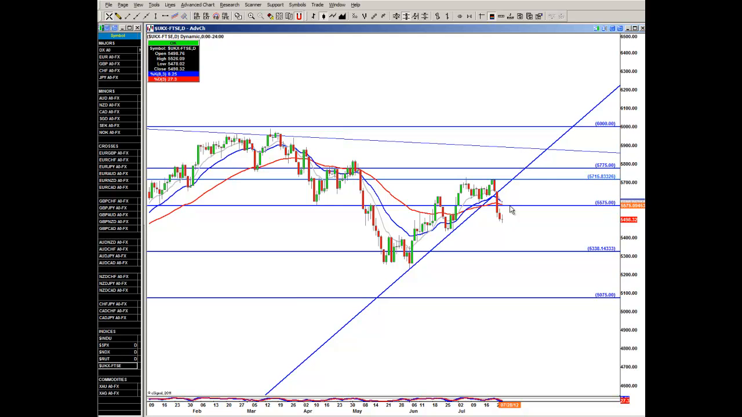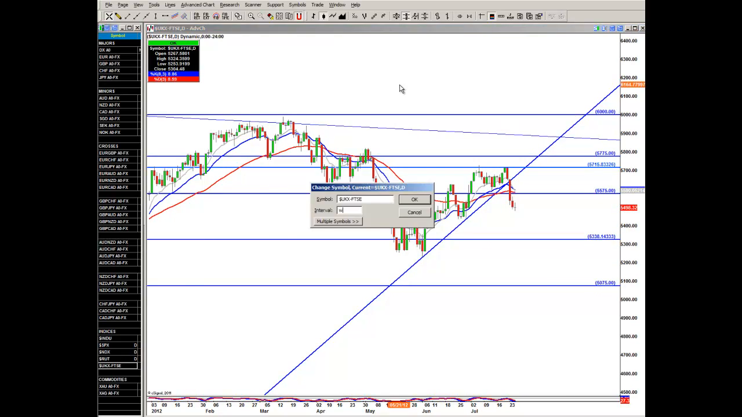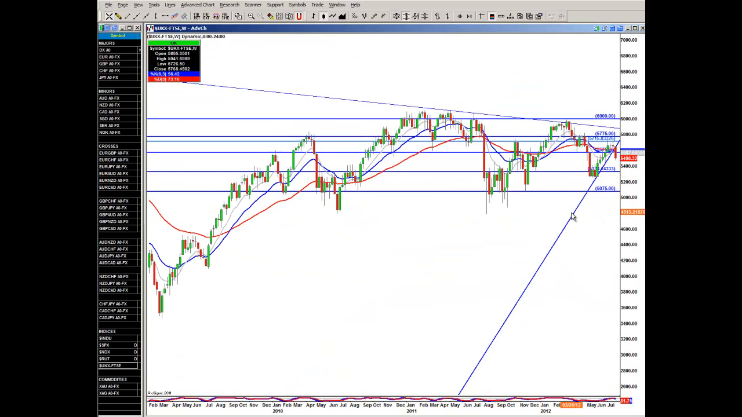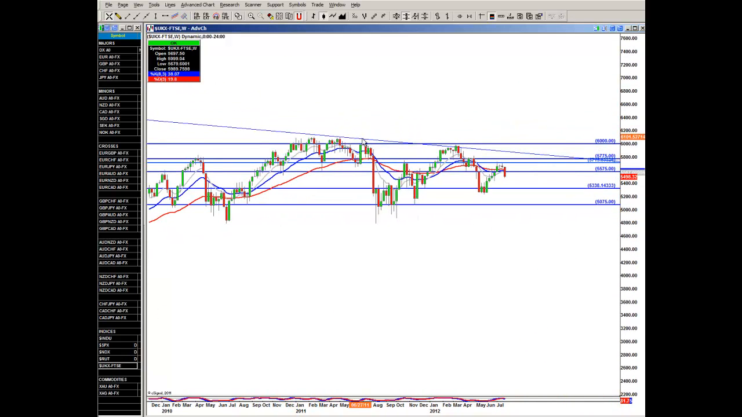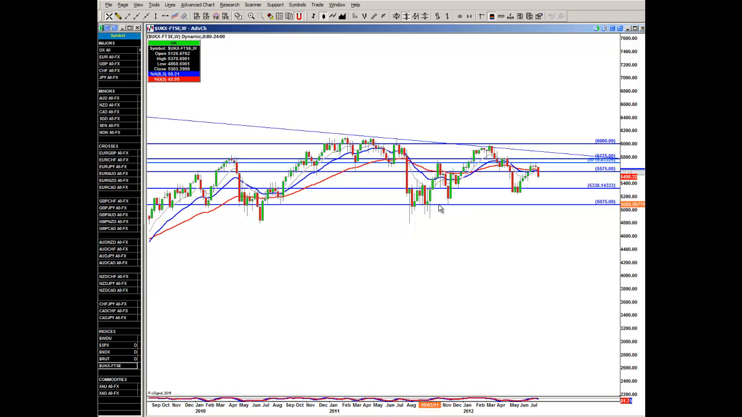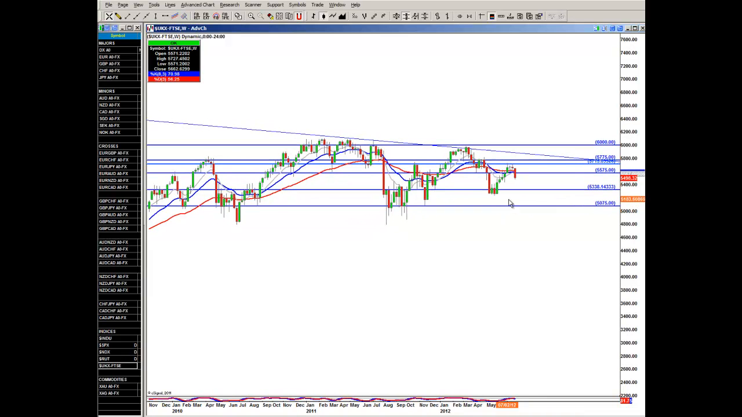This is not really a good sign. So we've broken the recent low. So right now we're in a downtrend. If we go to the weekly, and if I get rid of that trend line, on the whole we are still on a higher low, but it's not looking good. If this breaks, then we're down to this level. And that's not a great sign.